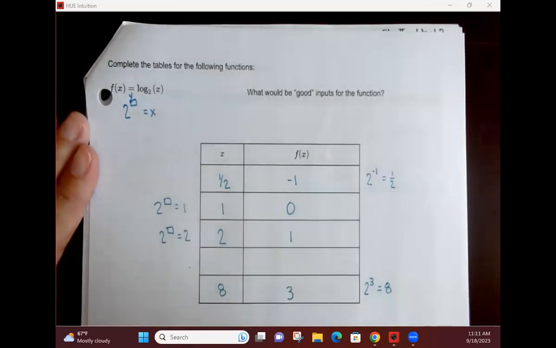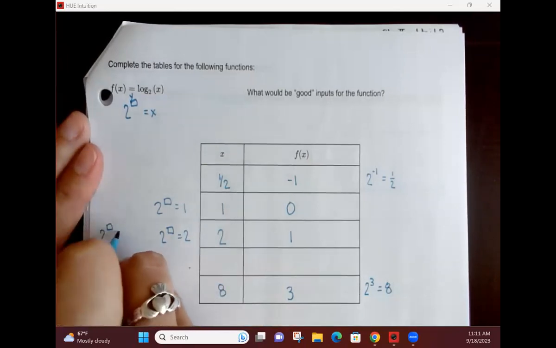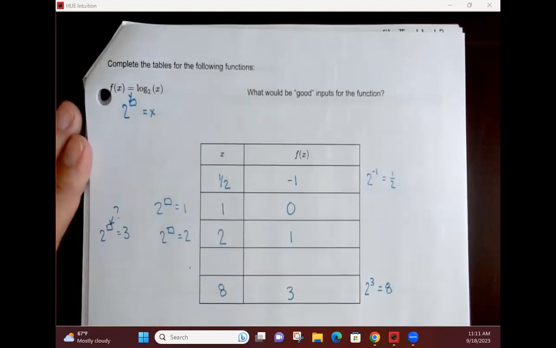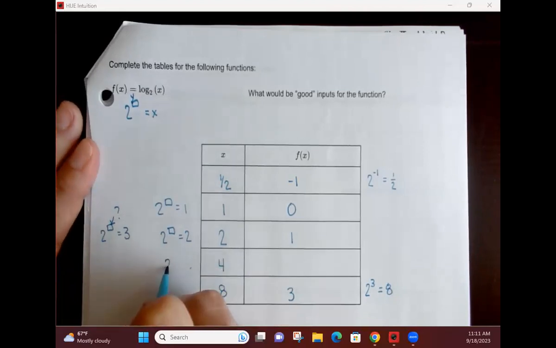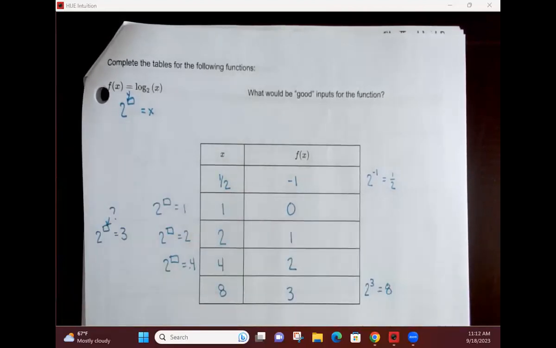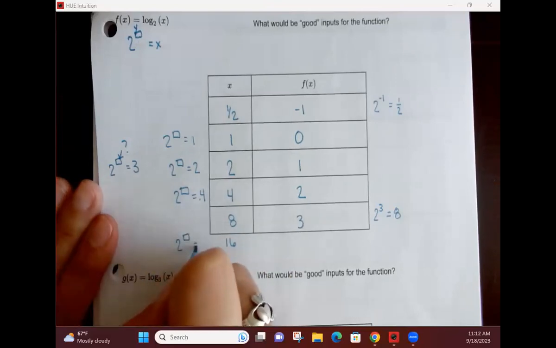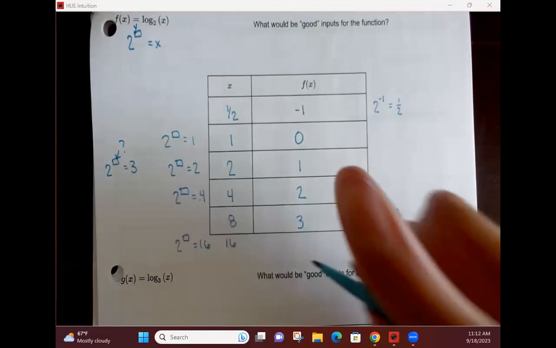I wouldn't pick 3 here because 2 to some power that gives me 3, I don't know, it's not a nice number. I would pick 4 because 2 to what power gives me 4? 2 to the 2nd power. I could also pick 16, because 2 to what power would give me 16? 2 to the fourth.